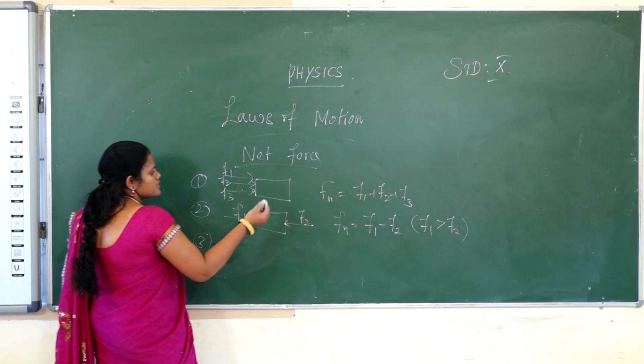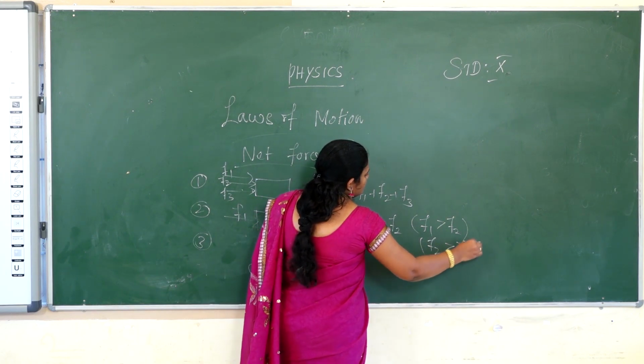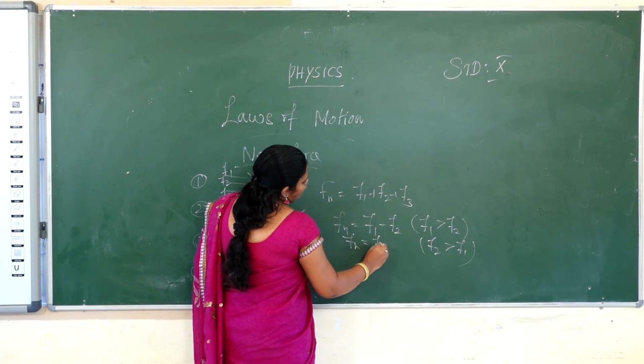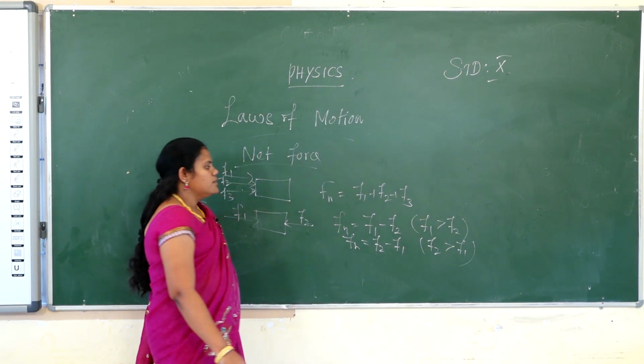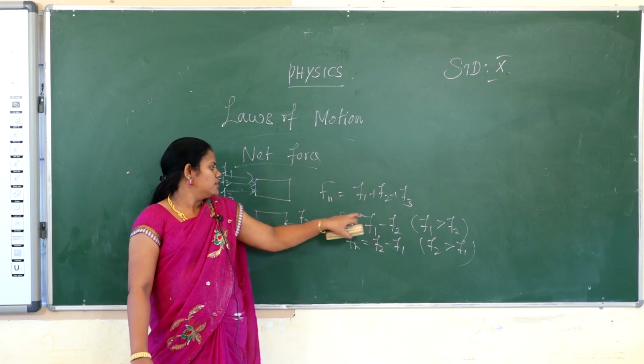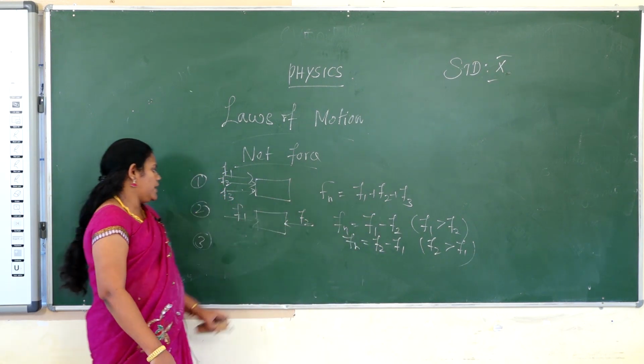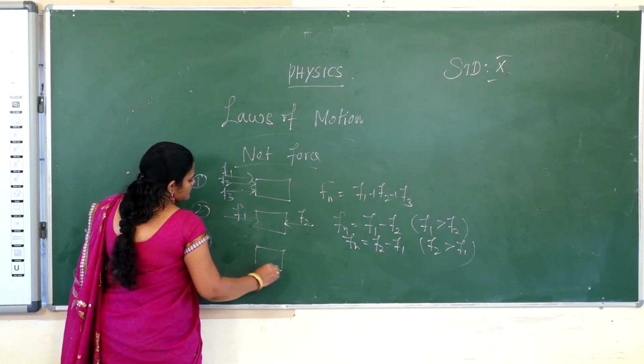Suppose F2 is greater than F1. You have to calculate the net force as F2 minus F1. But the object will be moving in the direction of the biggest force. Okay, then you have to consider the third case.